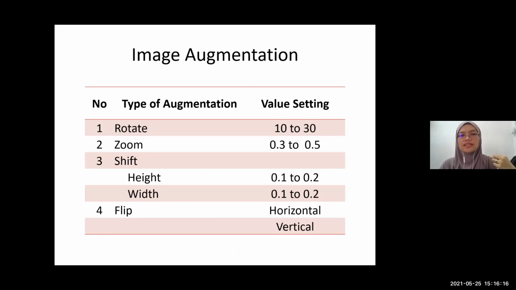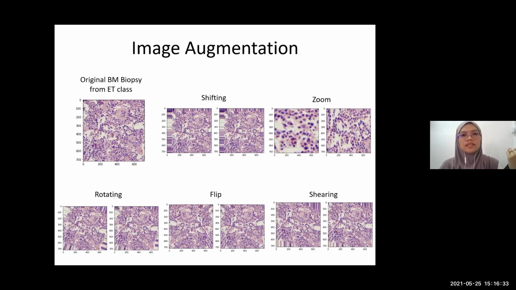After we collect the data, then we need to augment, right? For the types of augmentation, for example, we apply rotate, zoom, shift, and flip. The value settings are as you can see here. Okay, so this is an example of the images that we augmented.